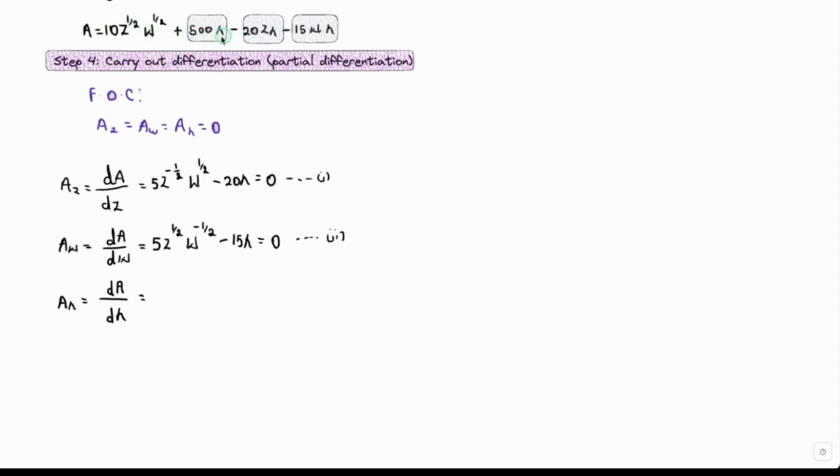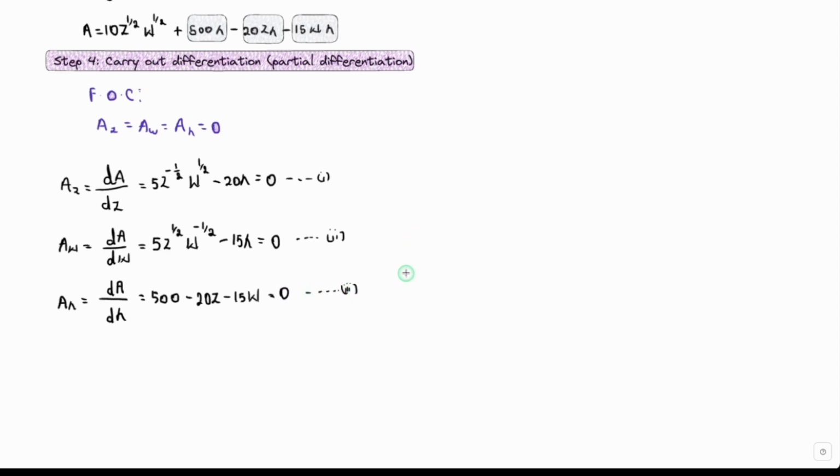I ignore it. There is a lambda here. This is 1. The power here is 1 times 500. 1 minus 1 is 0. The lambda disappears. I'm left with 500. What about here? The power here is 1 times minus 20 is minus 20. 1 minus 1 is 0. The lambda disappears. So I'm left with 20z. Same scenario here. 1 times minus 15 is minus 15. The lambda turns into a 1. So I'm left with 15. That equals to 0. And that is my third augmented function.